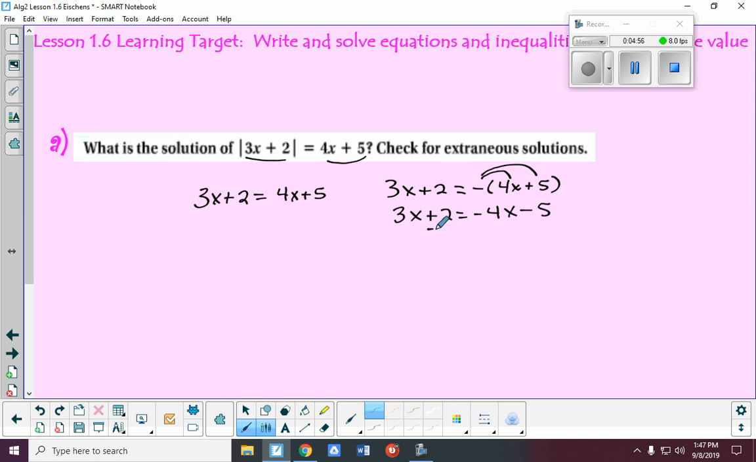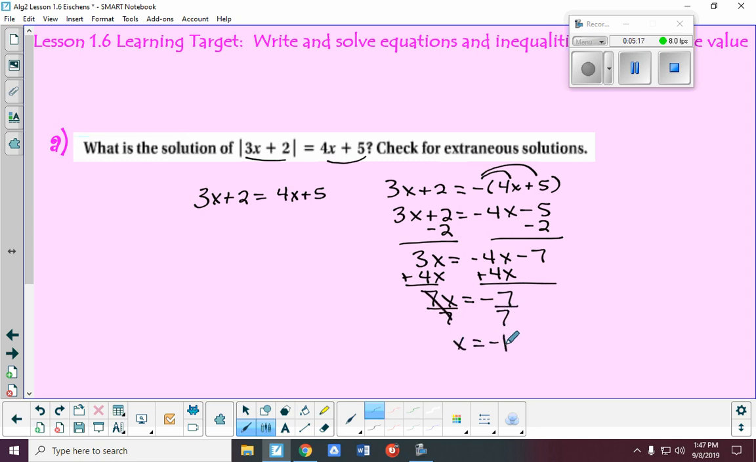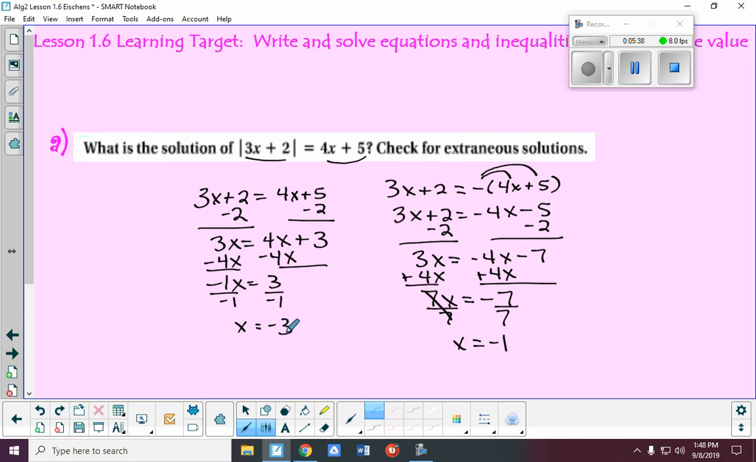And then you can solve it for x. And we need to get our x's on the left. Doesn't have to be that way, but it's usually kind of handy. And divide. So x equals -1. And the other solution will be, let's see here. So we have -1x equals 3. So x would be -3. So those should be your answers for that one.